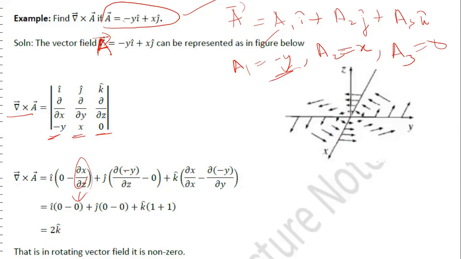Similarly, the differentiation of y with respect to z is also 0, because y does not have any dependency on z, since y itself is an independent coordinate variable along the coordinate axis. But if you differentiate x with respect to x, you get 1. Differentiate y with respect to y, you get 1. Minus into minus is plus. So eventually what you have here is plus 2k. As you can see, if you have a vector field which is rotating around in a space, the curl of that vector field is finite, or non-zero.